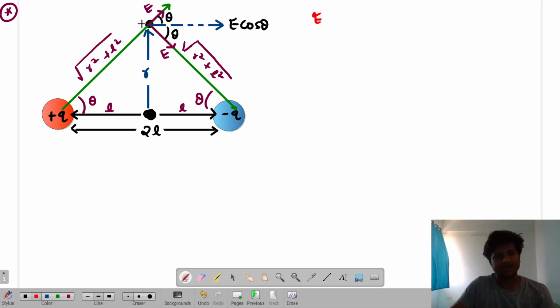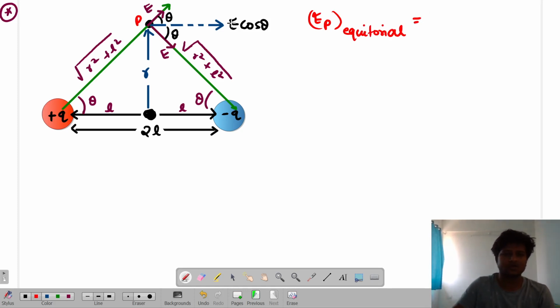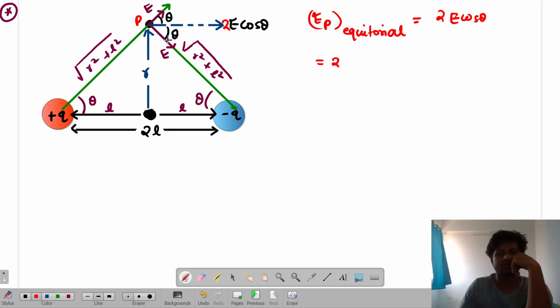So electric field at any point P, which is basically equatorial, that means the net electric field is how much? Sorry, twice E cos theta. Is that clear? Are you able to get me perfectly? So now look, if it is twice E cos theta, then it is twice E, where E is how much? If you find the E net, it will be E due to one and the other, so it is how much?